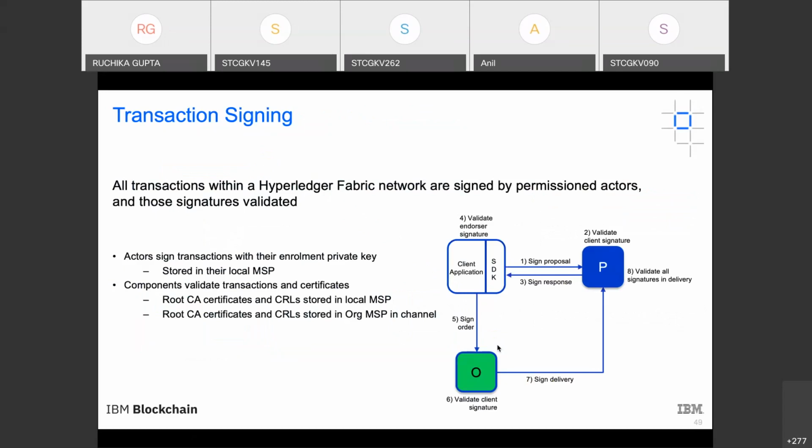As I said, all transactions have to be signed at different stages and they get validated at different stages also. Your client application, when it sends a transaction invocation, will sign the proposal. The endorsing peer is going to validate whether it's a valid user who has sent it, and then execute the read-write set and send it back. Again, you validate the signature, send it for ordering, which will validate again, then sign the block and send it back to the peer for committing, where it will get validated again. So there are checks and balances at each stage.